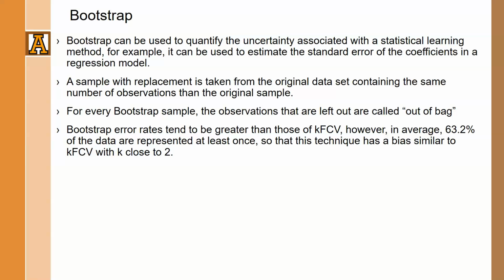Now, bootstrap error rates tend to be greater than those of k-fold cross-validation. But on average, about 63% of the data are represented at least once, so this technique has a bias similar to k-fold cross-validation with k close to 2. It has a small bias, similar to 2-fold cross-validation, but the error rates tend to overestimate the actual error rate.